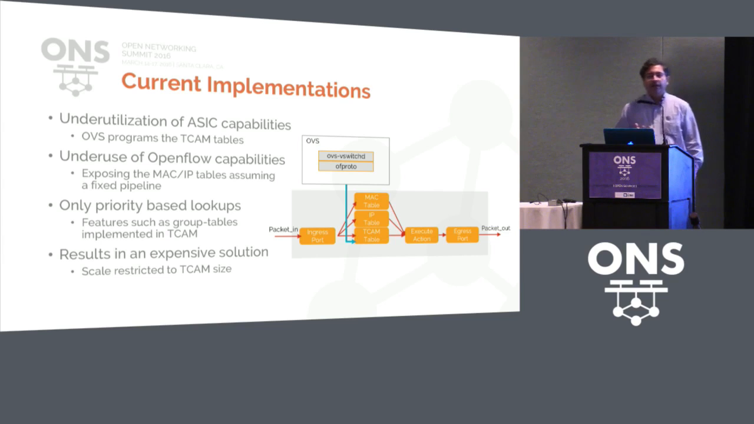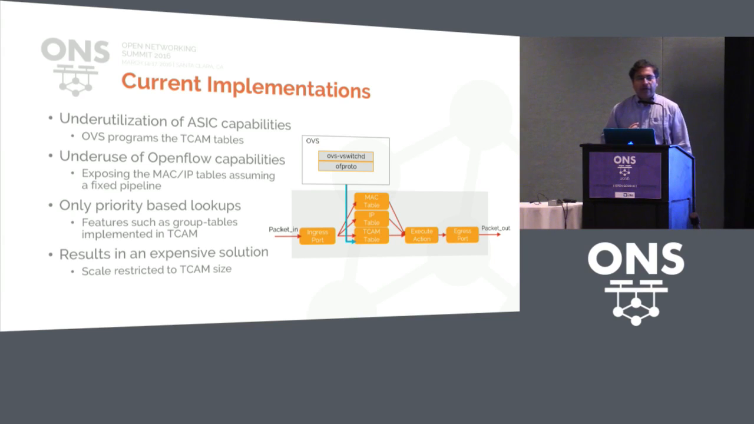Now, there are certain issues with that model, right? So if you look at it, clearly the ASIC has a lot more resources than just the TCAM. And actually the TCAM is a very limited, restricted resource. So in order to leverage anything in OpenFlow, you basically are underutilizing either the ASIC or the capabilities of OpenFlow itself, right? So either way, you're working with either a limited resource or you're restricted in your OpenFlow capabilities and your applications.